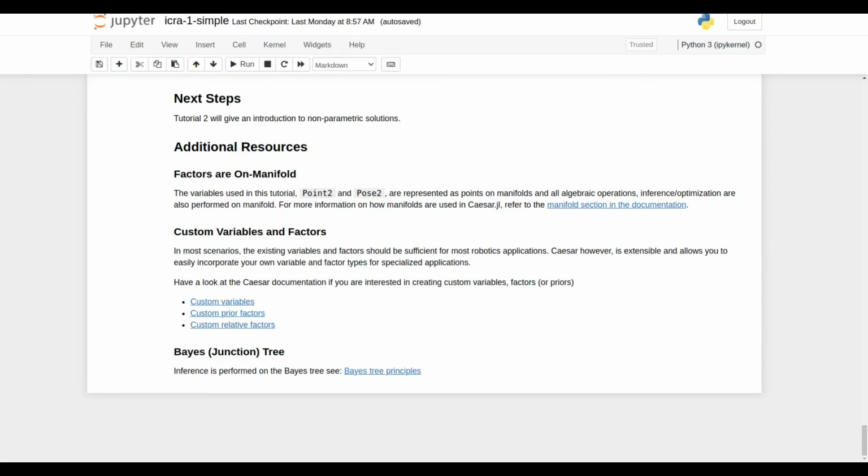If you need additional resources, have a look at the CSER documentation. There you'll find information on manifolds used for variables and factors, a guide to creating custom variables and factors, and more information on the Bayes tree used in the core.